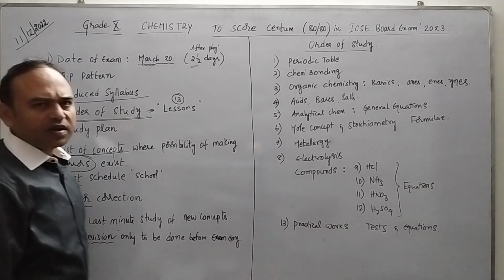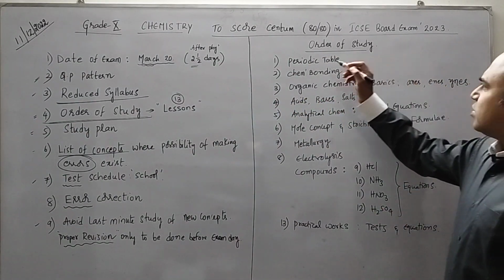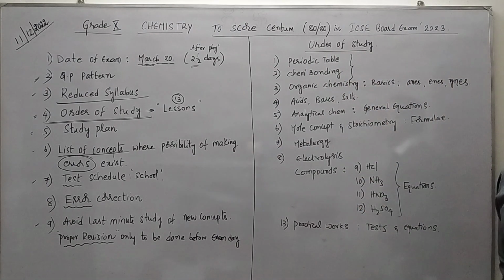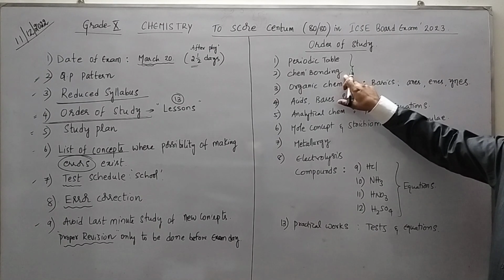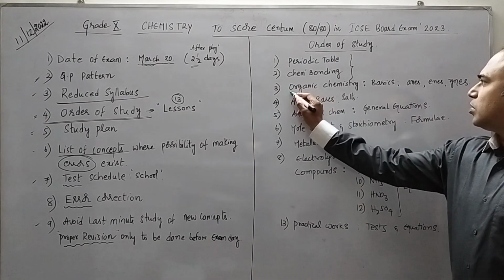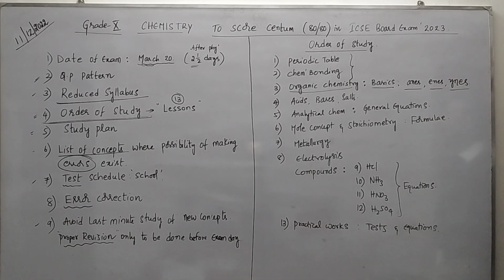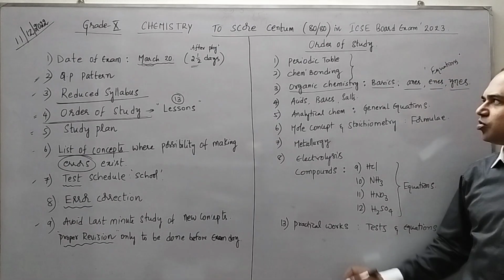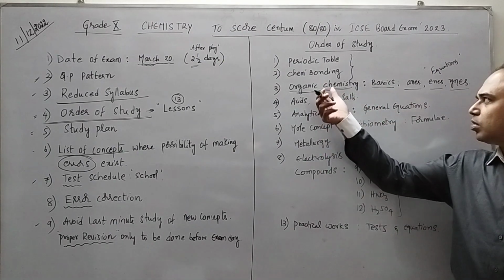Now coming to the order of study, which concepts you have to take first and which you have to study later. See, first you need to take periodic table and chemical bonding. Together you can study these 2, so that you will have the understanding of basics first. Next, try to go with organic chemistry. Here we have basics, alkanes, alkenes and alkynes. So all the equations must be written. Directly you should not study from the textbook. You have to prepare proper notes for organic chemistry. So let us concentrate more on organic chemistry.